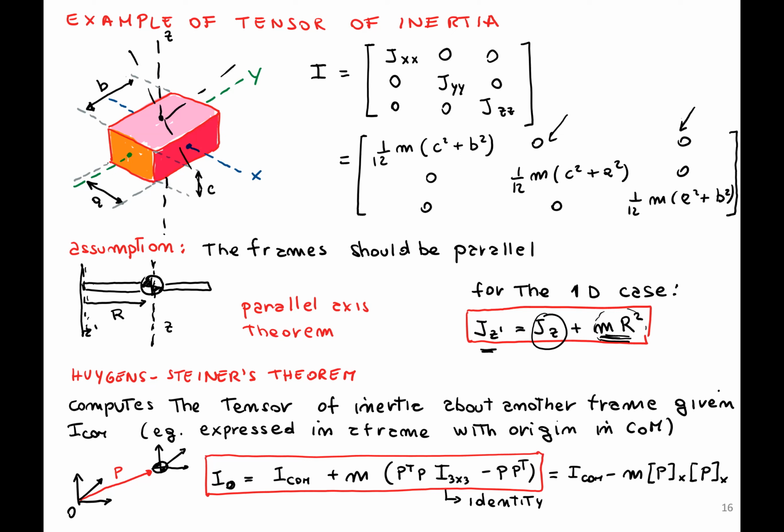And in this case, it's similar to that. You have the center of mass tensor of inertia, plus a term that is this shape. We have the square norm of the position, and the identity matrix, and this outer product that we saw a while ago. And this property is equivalent to this. Remember, we saw this.